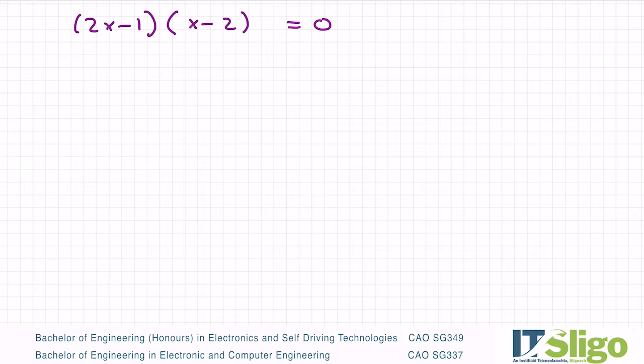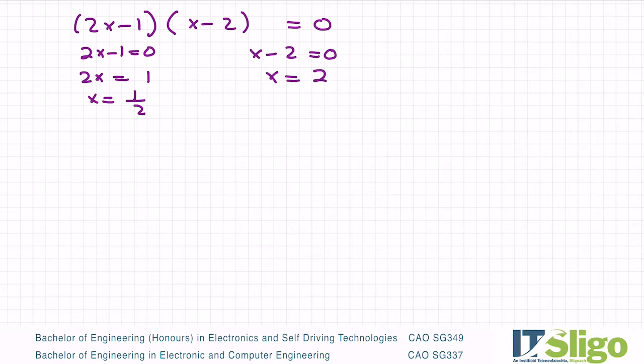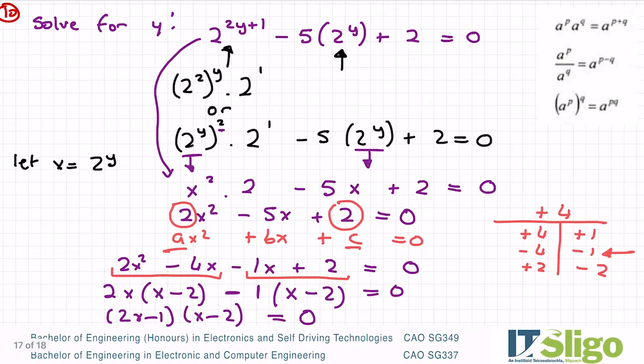equals 0. So let's solve for x. 2x minus 1 equals 0. 2x is equal to 1. X is equal to a half. Or x minus 2 is equal to 0. X is equal to 2. Okay, so that's that quadratic solved for x. Now, of course, I wasn't asked to solve for x. I was asked to solve for y.